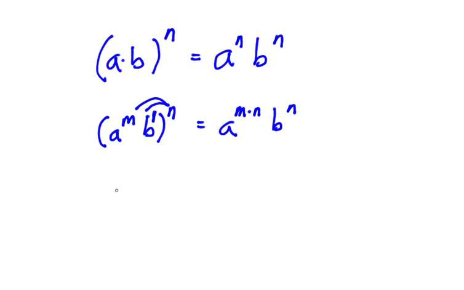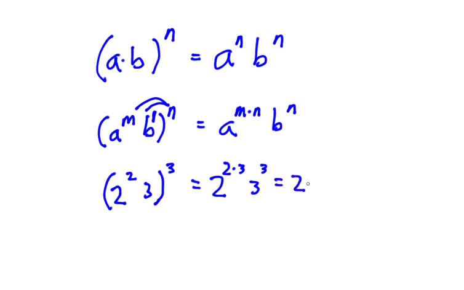So let's see if I have an example of that. If I have something like 2 power 2, and let's say 3 power 1, so just 3, and I put that to a power of, let's say, 3. Then this will give me 2 to the power of 2 times 3, and 3 to the power of 3, which becomes 2 to the power of 6, 2 times 3 is 6, and 3 to the power of 3.